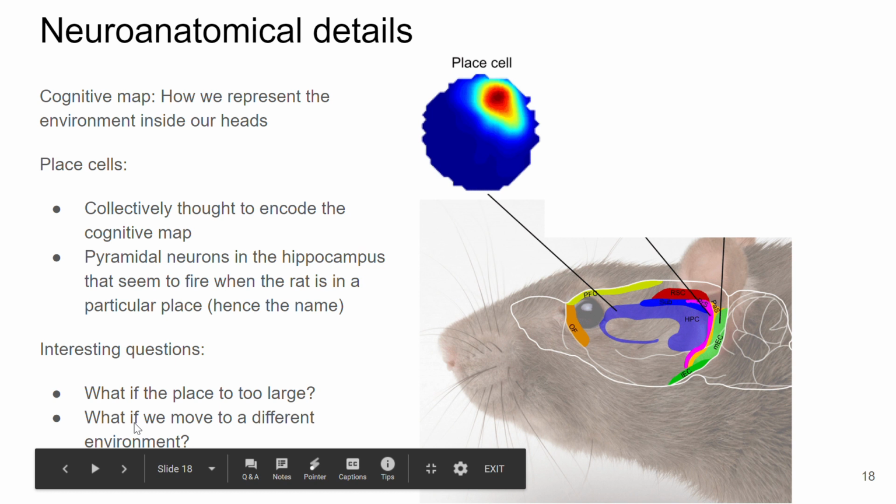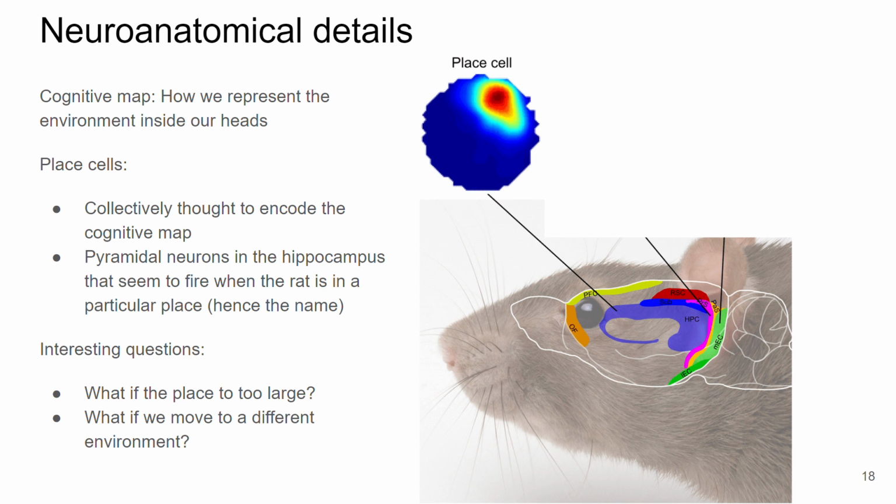And what if we move into a different environment? Do we have new place cells to encode just that specific environment? The thing is, no. You reuse the same place cells even if you're in a different environment.